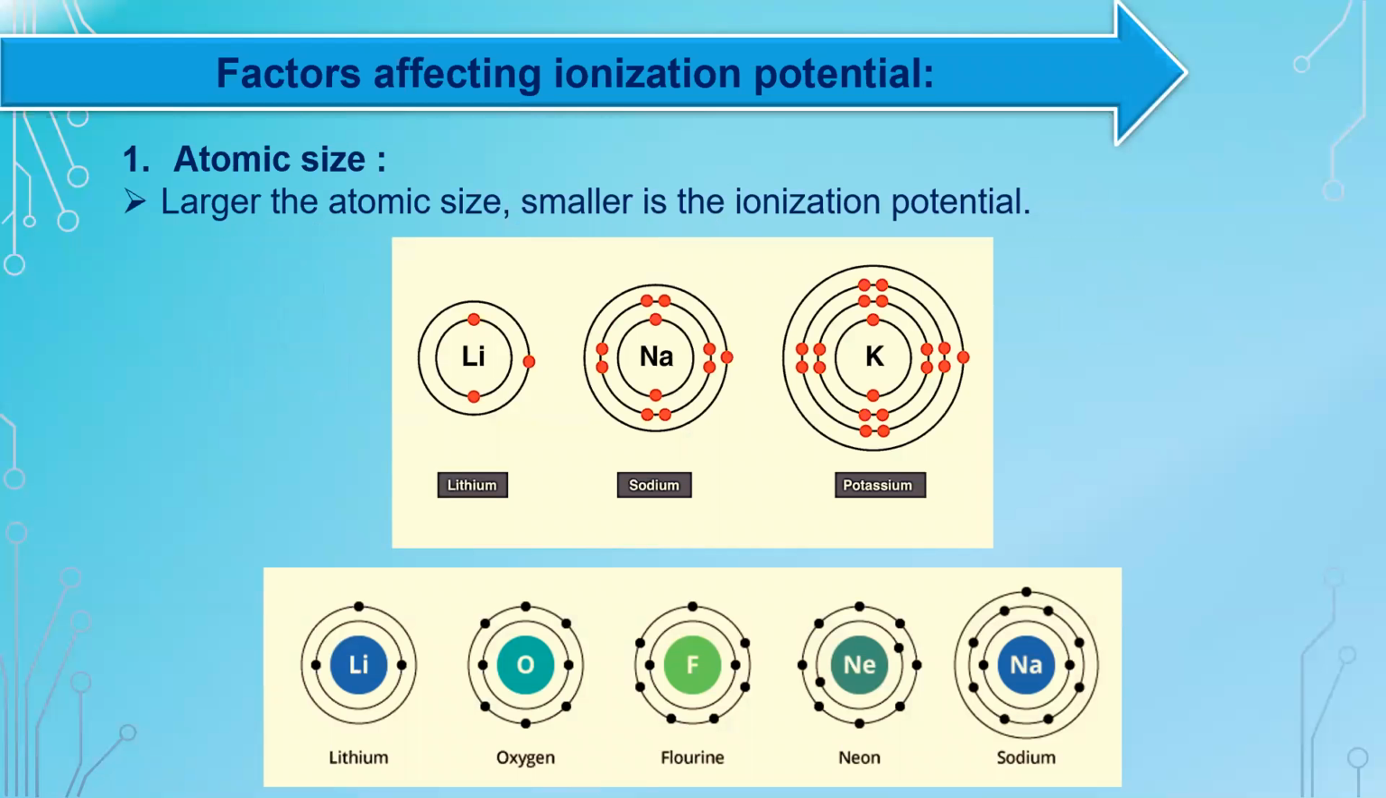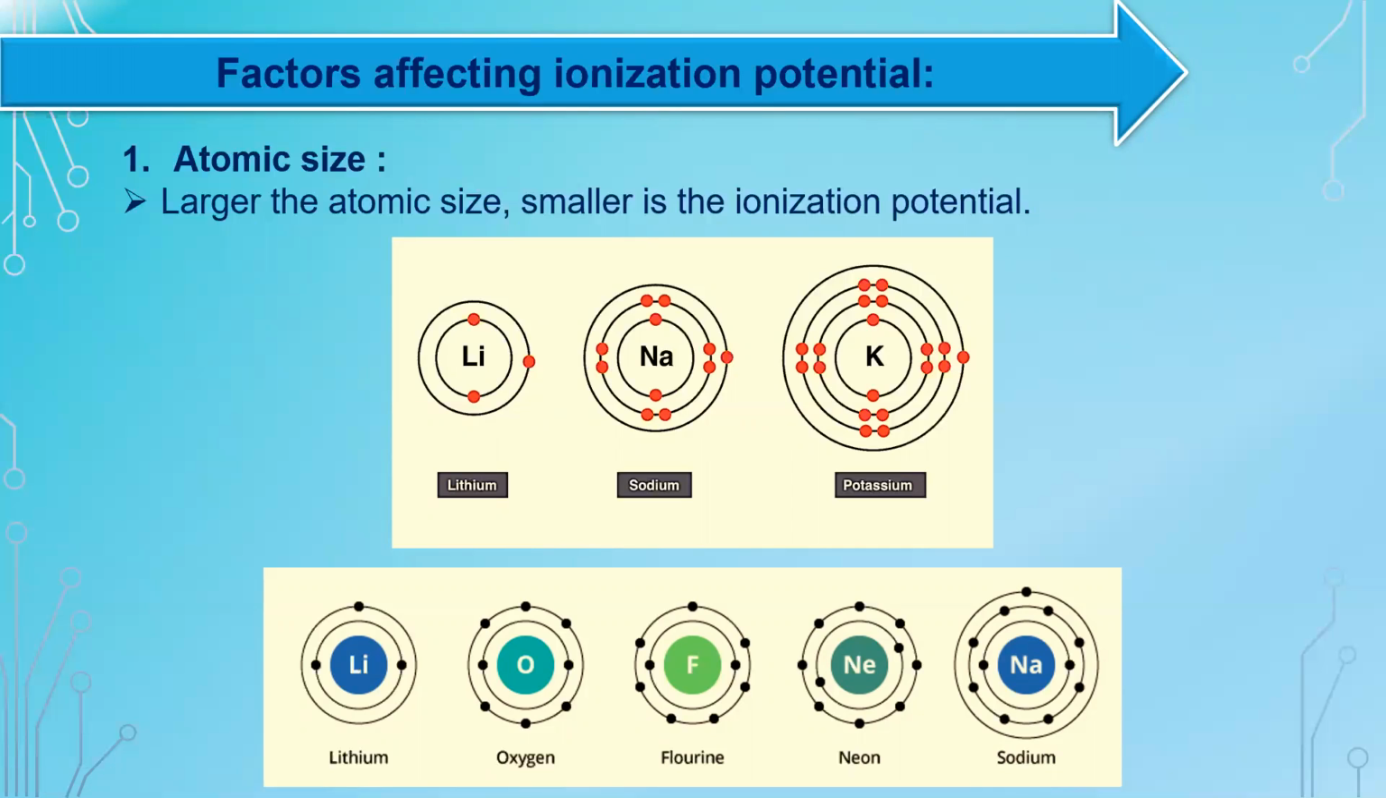Next, what are the factors affecting ionization potential? So the first factor is atomic size. Larger the atomic size, smaller is the ionization potential. Now, why is it so? Let's check. Here we have 3 different elements, with the electronic configuration you can see: lithium, sodium and potassium. These elements are of group 1, s block elements. As you can see, the atomic number of lithium is 3. So in the first shell it has 2 electrons, and in the outermost shell it has only 1 electron.